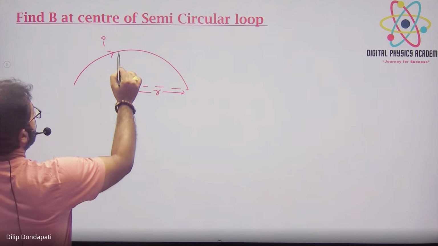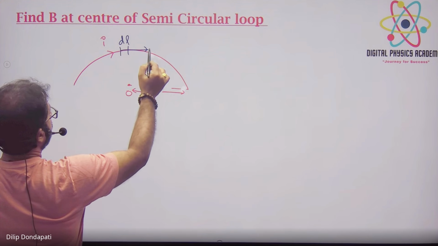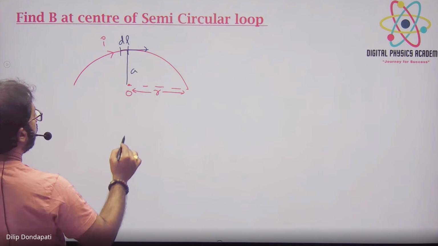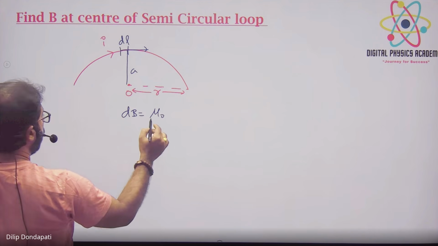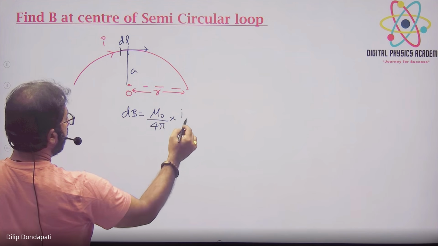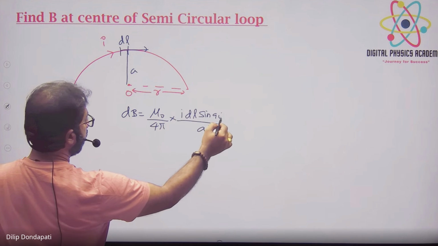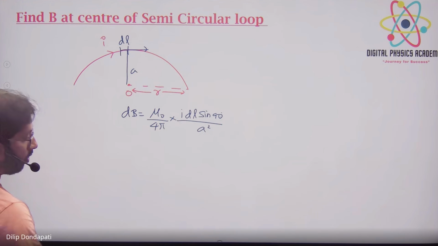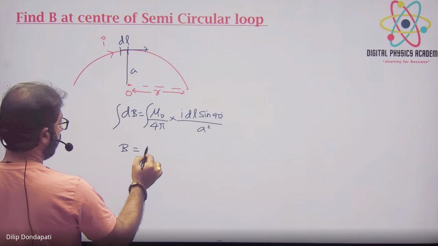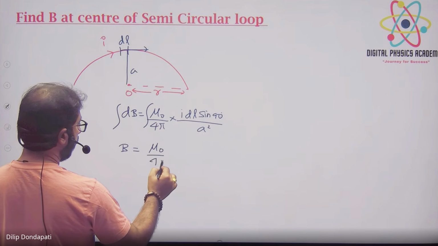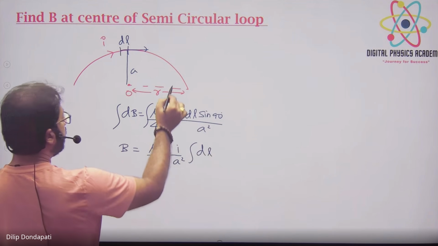So look, I'll cut a small dl length, which should be in the direction of current only, and this distance is A. So dB is equal to mu naught by 4 pi into I dl sin 90 by A square. Understood? Now you need the total magnetic field. For the total magnetic field, what will you do? Integrate. So B is equal to mu naught by 4 pi into I by A square comes outside, integral dl.